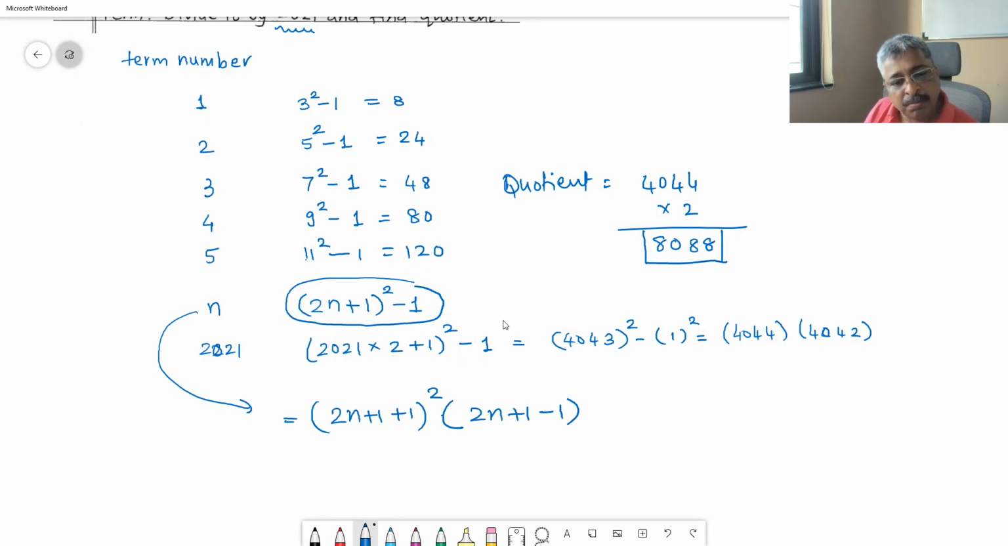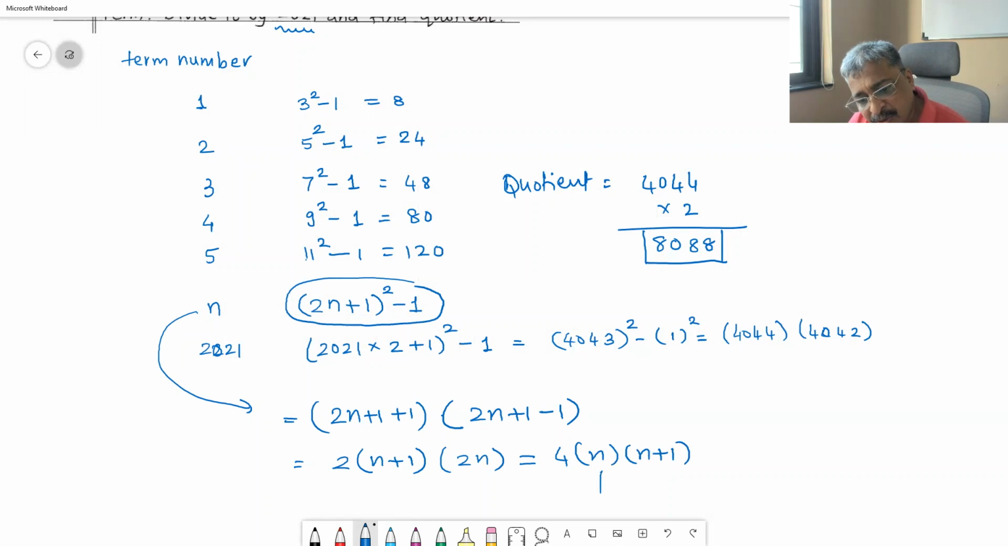2n plus 1 plus 1. Oh, why should I write square here? No need. Therefore, if we simplify this, what do we get? We get 2n plus 2. So 2 can be taken out common, n plus 1. I am doing this orally, but you can take a couple of steps to arrive at this. 2 is taken out common, n plus 1, so 2n plus 2. And the other factor is 2n. Therefore, what we have is 2 into 2, 4 times n into n plus 1.